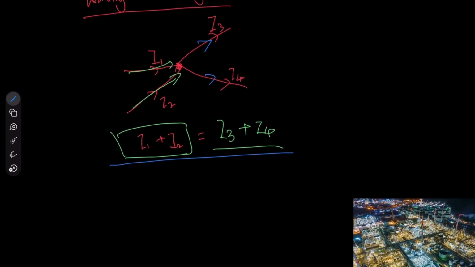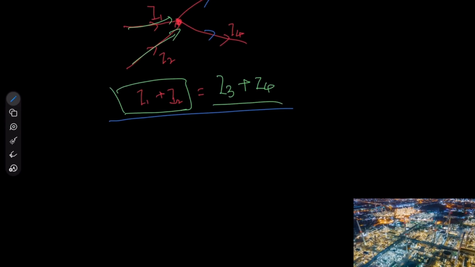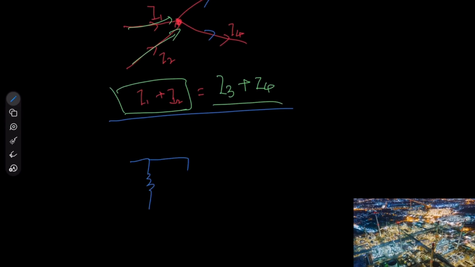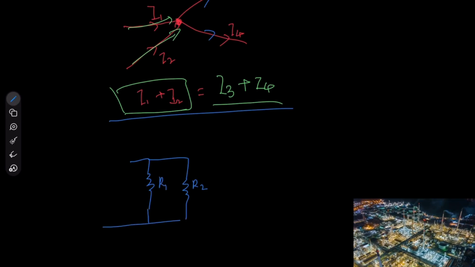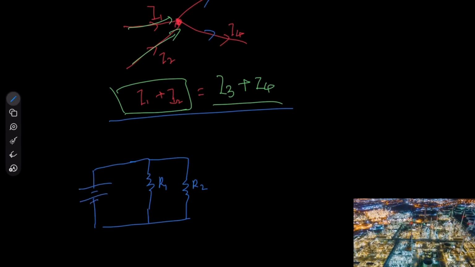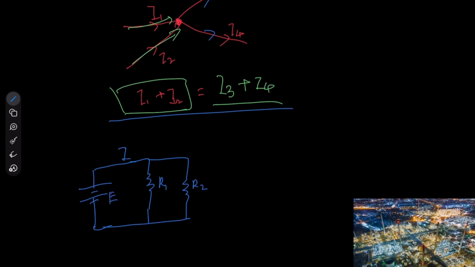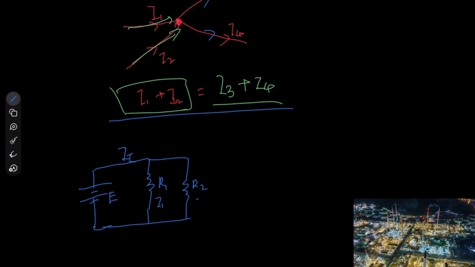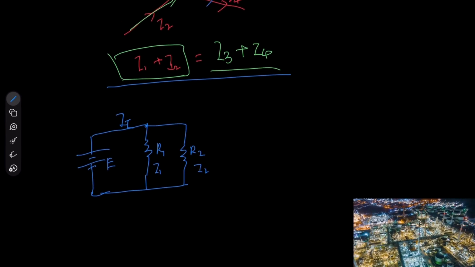How do we use that? Let's say we have a parallel circuit, something like this. Let's say this is R1, this is R2. This is E. Here we have IT, I1, I2. This is node X.